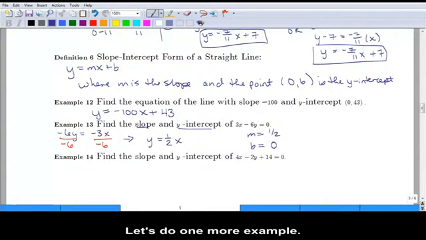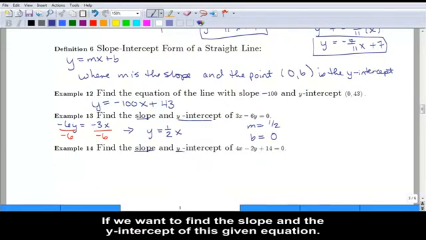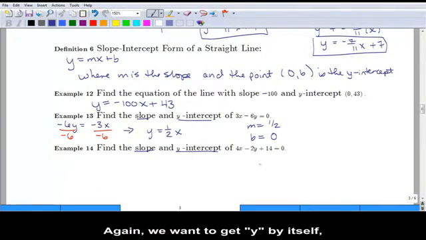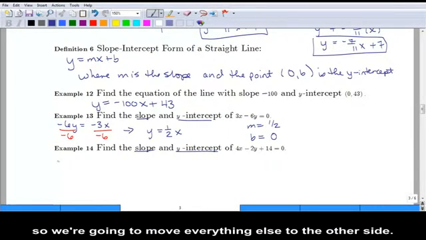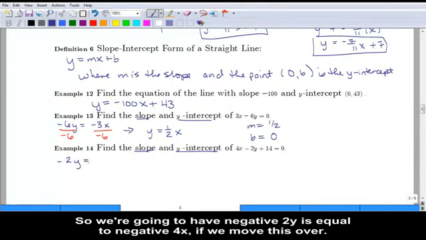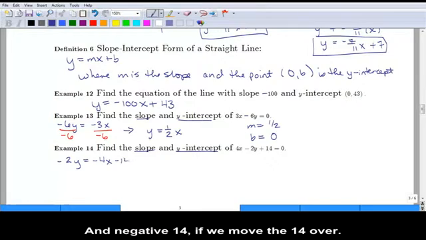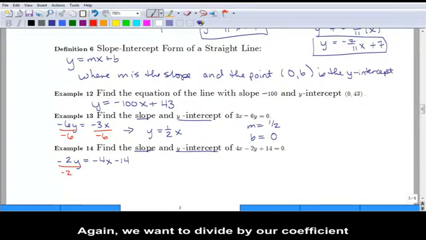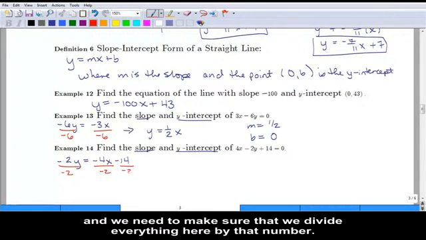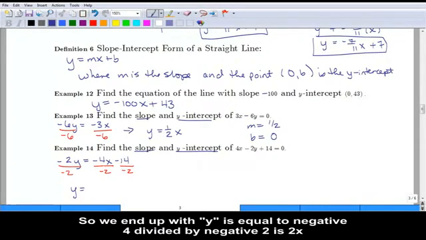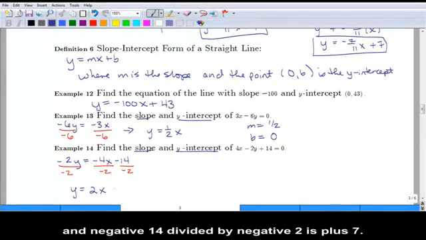Let's do one more example. If we want to find the slope and the y-intercept of this given equation, again, we want to get y by itself, so we're going to move everything else to the other side. So we're going to have negative 2y is equal to negative 4x if we move this over, and negative 14 if we move the 14 over. Again, we want to divide by our coefficient, and we need to make sure that we divide everything here by that number. So we end up with y is equal to negative 4 divided by negative 2 is 2x, and negative 14 divided by negative 2 is plus 7.